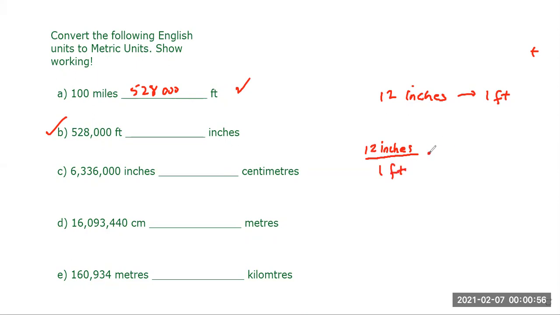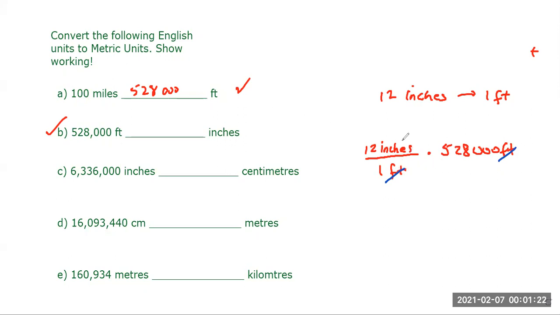I'm going to multiply. Remember, I said I want what I'm trying to find on top. I'm trying to find inches, so I put it on top. So what I'm going to multiply by is what we're given, which is 528,000 feet. And so what will happen here is that foot will cancel with feet. Just think of this as just feet, the FT is feet. So feet cancel feet.